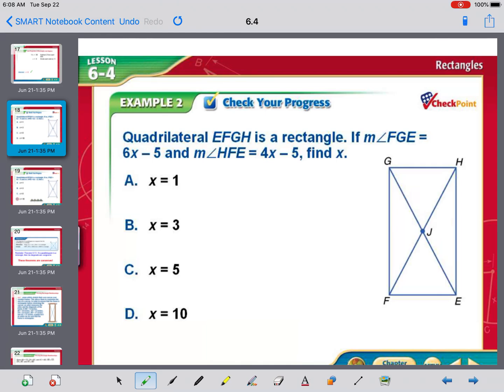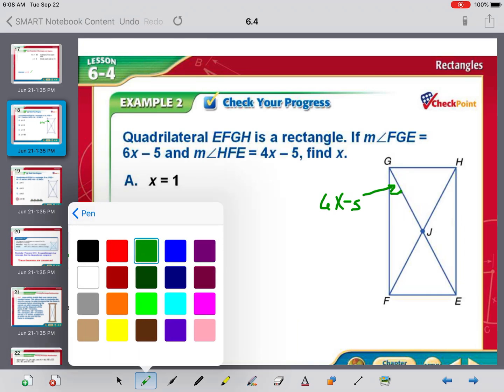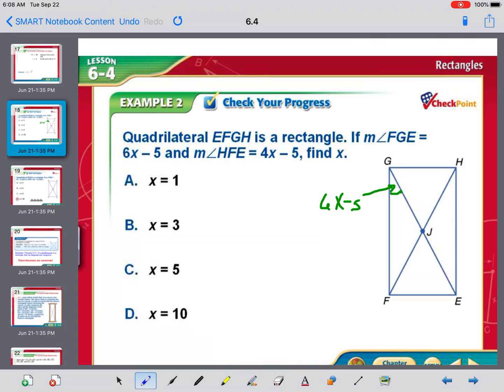Quadrilateral EFGH is a rectangle. Okay, you can't just tell by looking. It's nice they told us. And then they say the measure of angle FGE is this. So FGE, that's this angle right here. And they tell us it is 6x minus 5. Then they do HFE, which is this angle right here. And they tell us it's 4x minus 5.